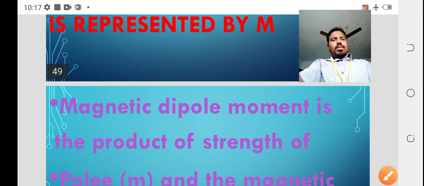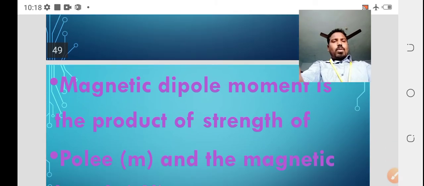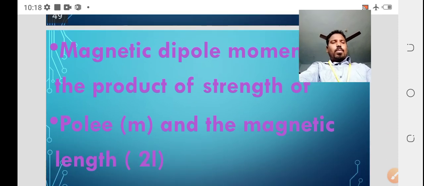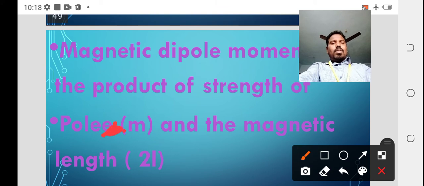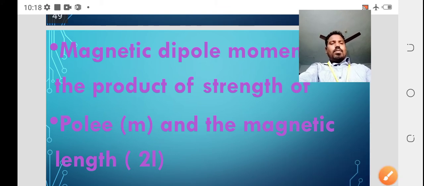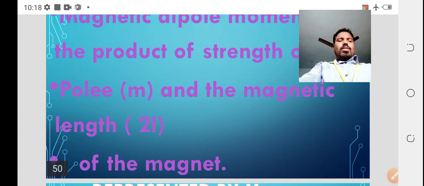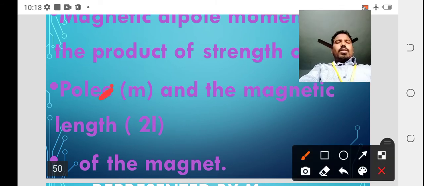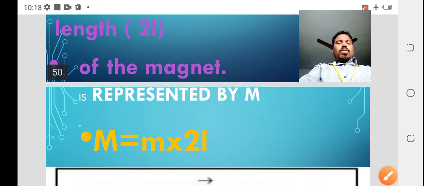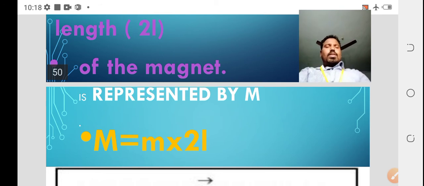So this is about the magnetic dipole. The magnetic dipole moment is the product of pole strength M and the magnetic length between the two poles, that is 2L. So it is a product of pole strength and their length, represented by capital M. Capital M equals m into 2L, where m is the pole strength and 2L is the distance between them.